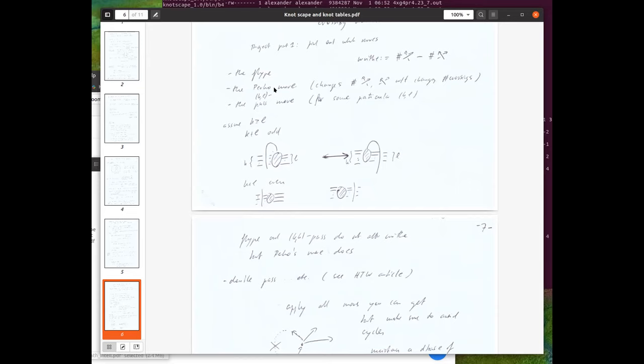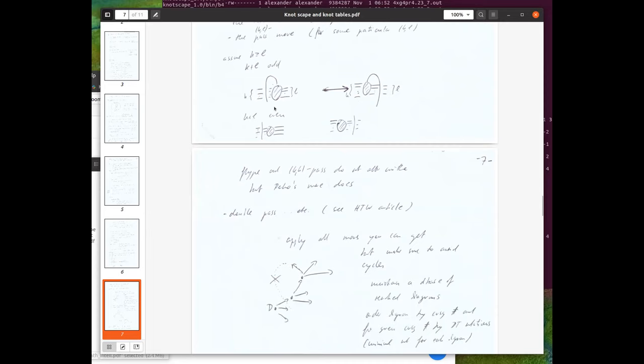Okay, so the Perko move is there, and then there are some instances of the pass move. So what is the pass move? The pass move looks something like this. You have a disk with something going in on the left and something going out on the right, and you have a string which passes first on the left and you can move it to the right. And the drawing is a little bit different depending on whether the number of strands on the left plus the number of strands on the right is even or odd.